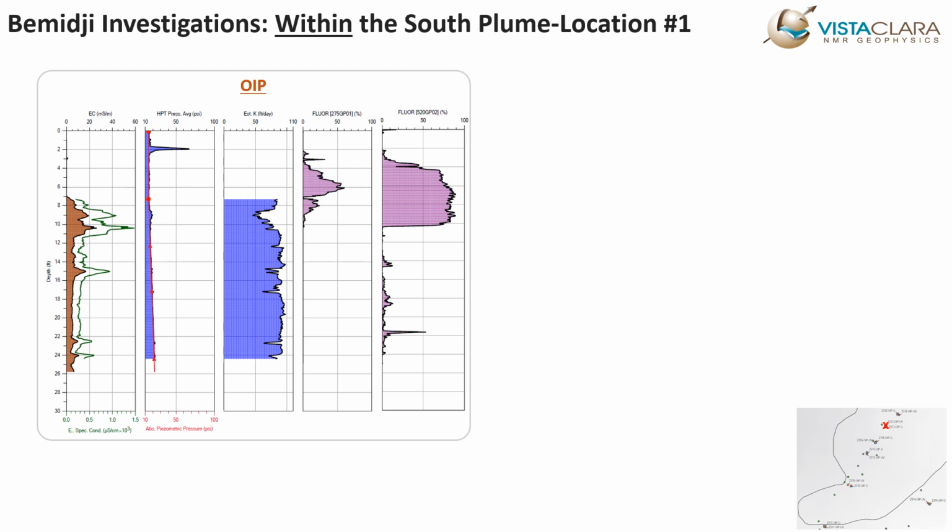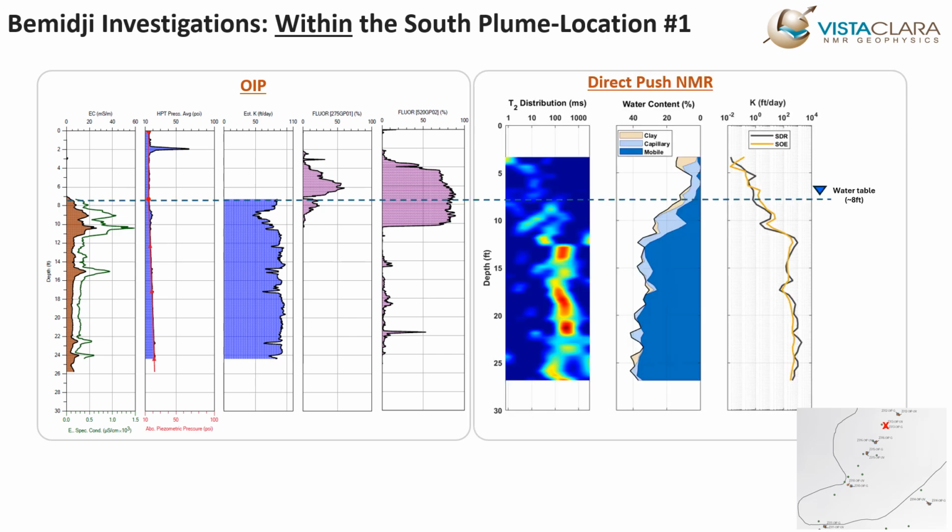So OAP could detect NAPL very nicely, both above and below the water table, which is about 8 feet. And in this case, it seems like the OAP-G looked better than OAP-UV. So after we were done with the OAP, we conducted direct push NMR at the same location.